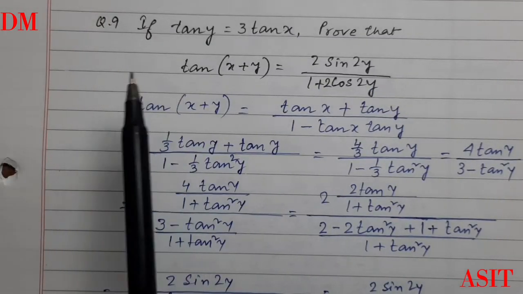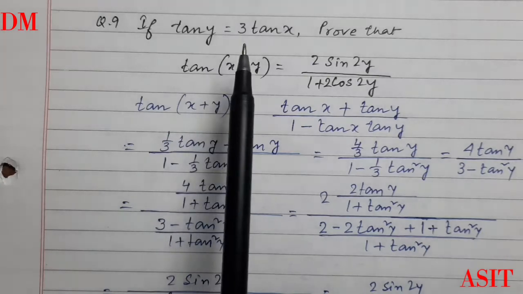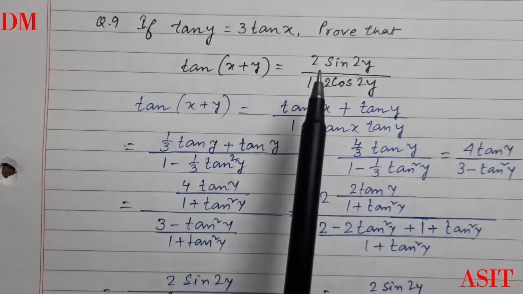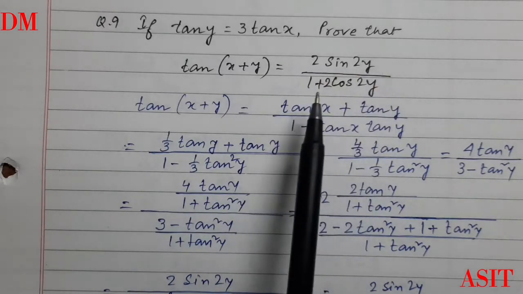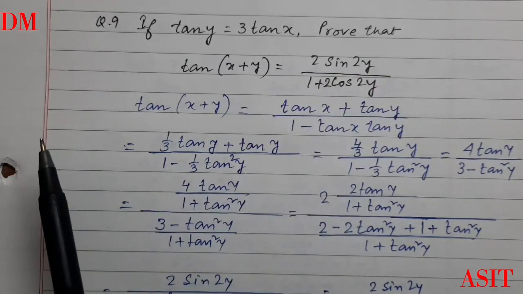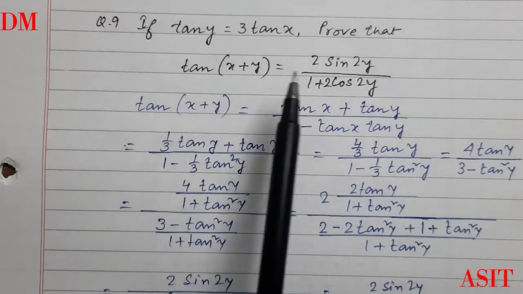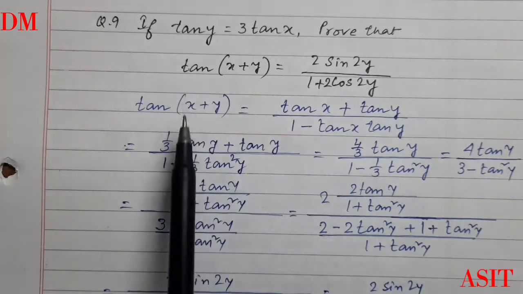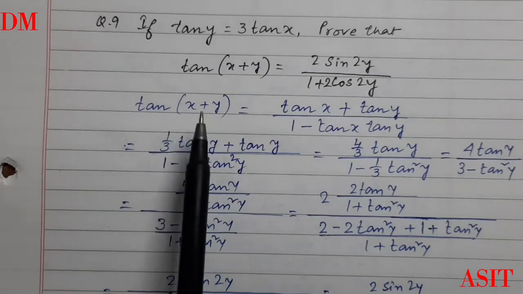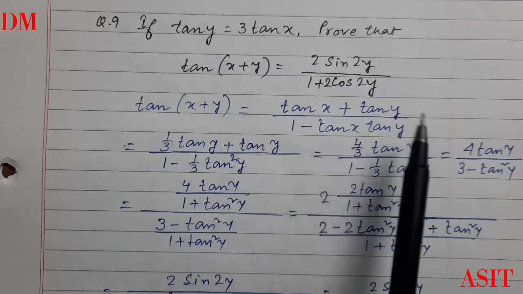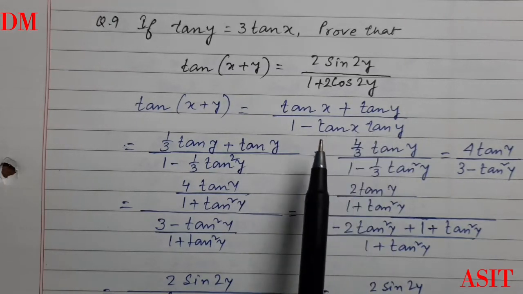Now the next question is, if tan y equals 3 tan x, then prove that tan of x plus y equals 2 sin 2y by 1 plus 2 cos 2y. So now we have to take this thing, that is tan of x plus y. Now we can apply the formula here. Tan of x plus y equals tan x plus tan y by 1 minus tan x tan y.